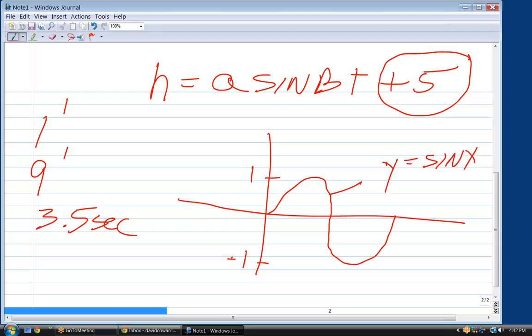To get K, you take the maximum plus the minimum and divide by 2. So that's how we got 5: 9 plus 1 divided by 2. And we get A, which is going to be 4.